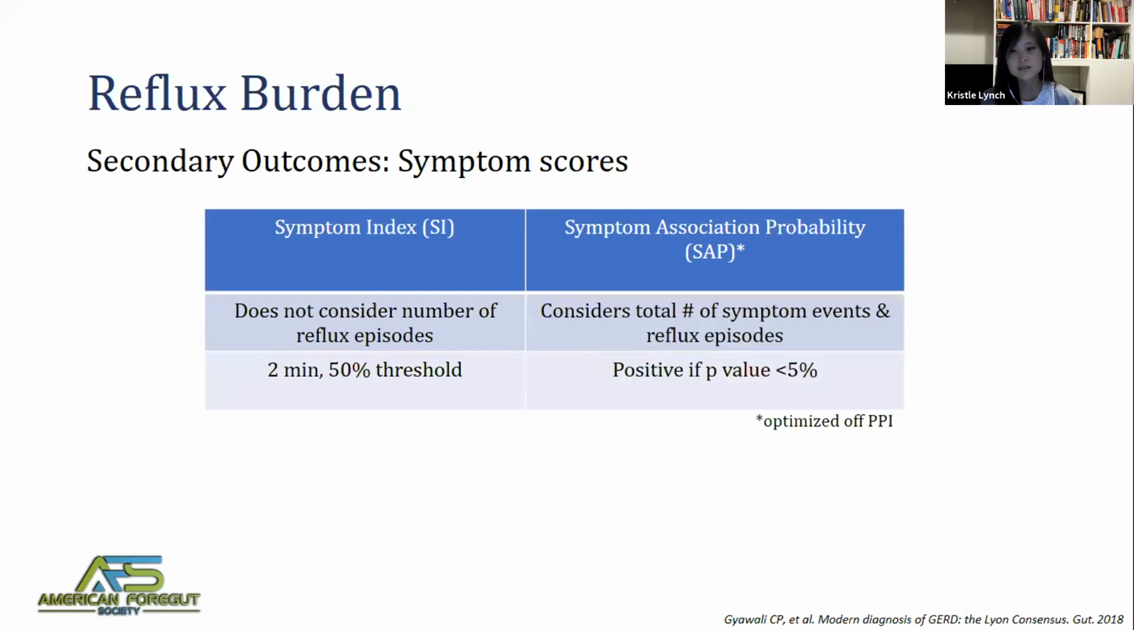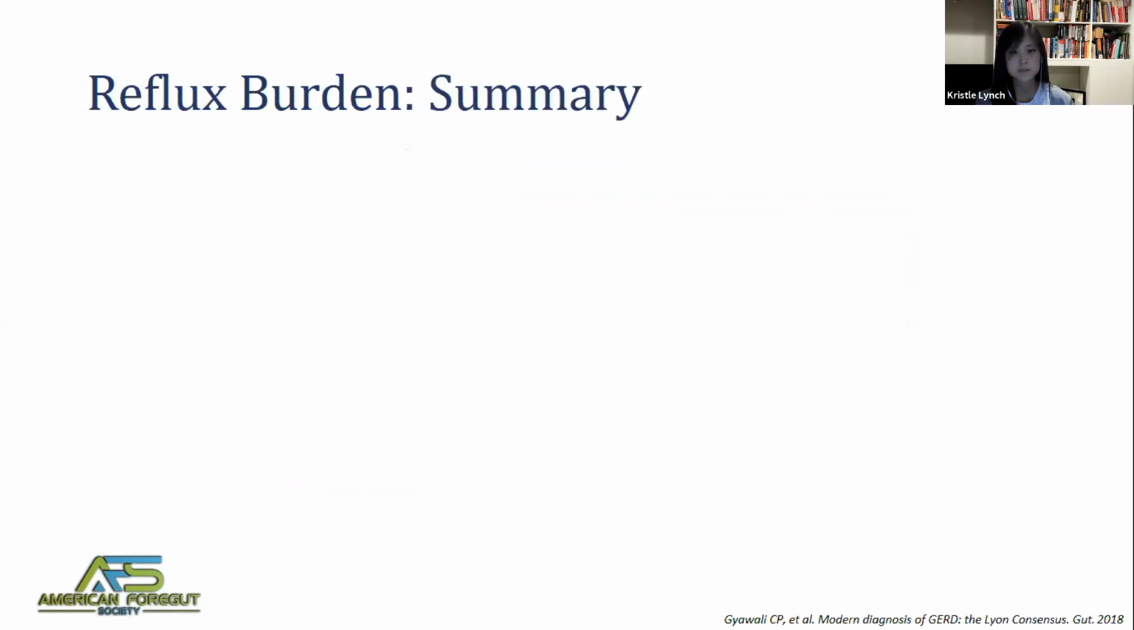For SAP, it's a little more complicated. So SAP considers the total number of symptom events and reflux episodes, and it is positive if the p-value is less than 5%. So you can see how the SAP really would be optimized off of PPI, because theoretically you would have more symptom events and more reflux episodes. Both of these scores do predict response to both medical and surgical therapy.